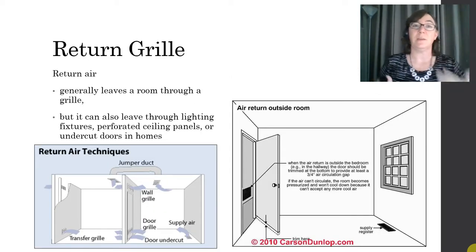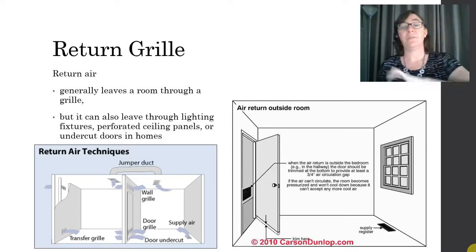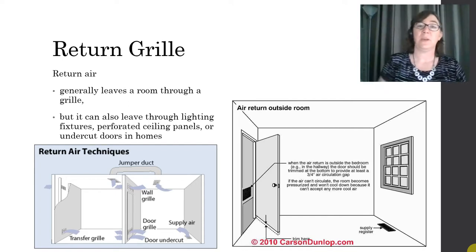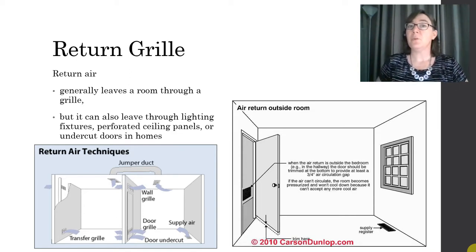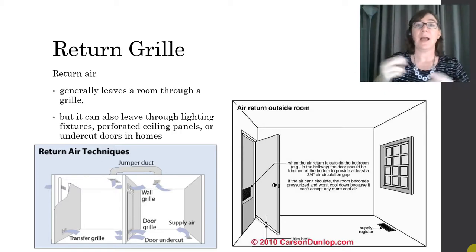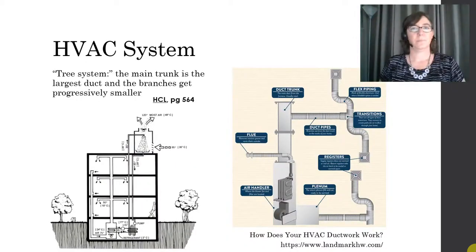Your return air system is a little bit simpler. It generally leaves the room through a grill. You don't need the damper or the diffuser. But it is possible for the return to be through some of the lighting fixtures that have integrated return air, through perforated ceiling panels up to a plenum area, or specifically in residential, undercut doors.